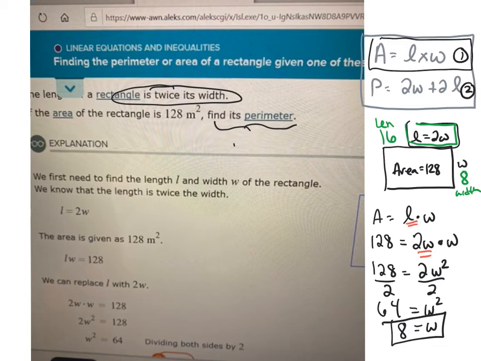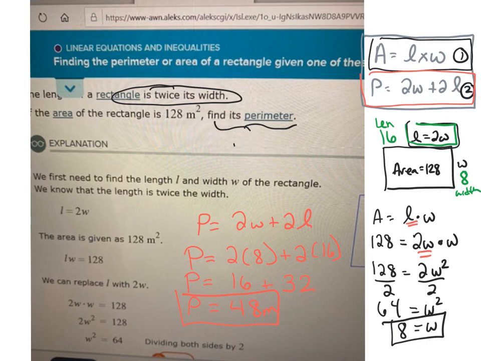Now we have to use this perimeter formula, the second formula. It says perimeter equals 2W plus 2L. So width is 8, so 2 times 8. And length is 16, so 2 times 16. So 2 times 8 is 16, 2 times 16 is 32, and 16 plus 32 is 48. So your perimeter is going to be 48 meters, because it's a linear distance.